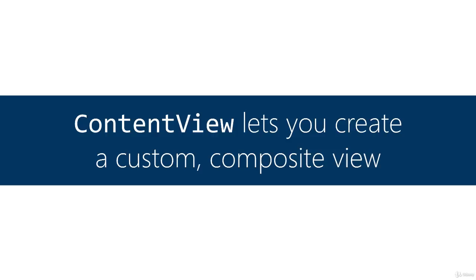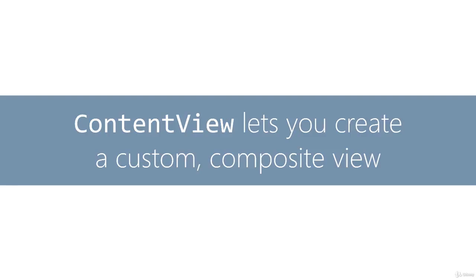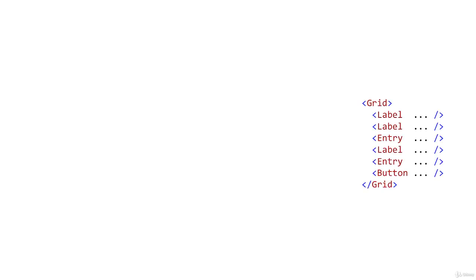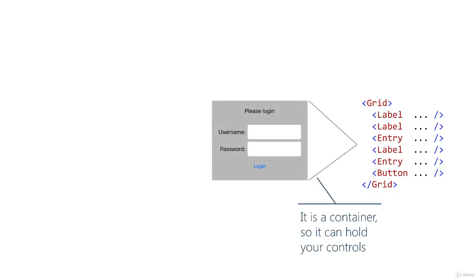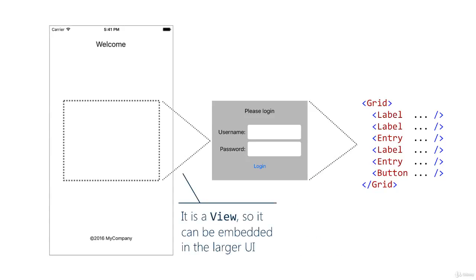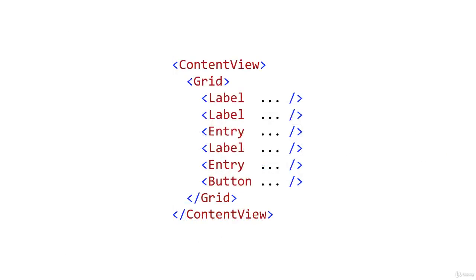The next step is actually grouping that stuff together into a reusable view. And the way you do that is with something called a content view. So a content view is a container. So it can hold both our UI and our code behind, and it can group it into a single unit. But itself, it is a view, which means it can be embedded into a larger context, for example, into a page. So here's how you do it.